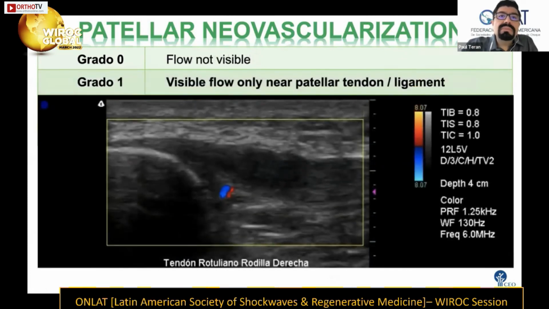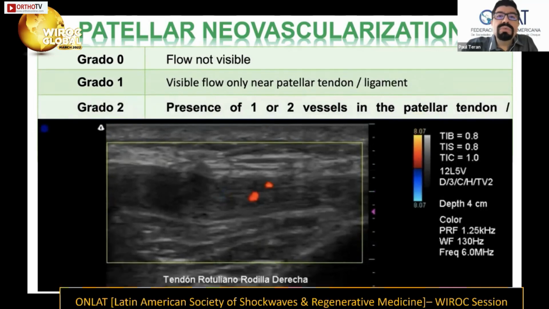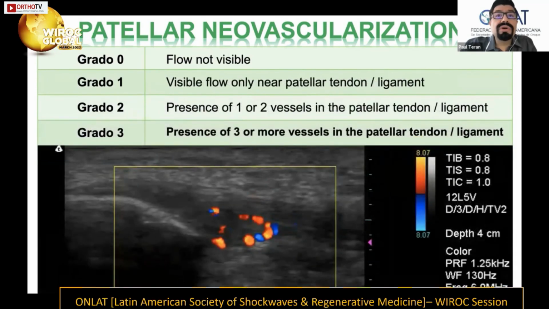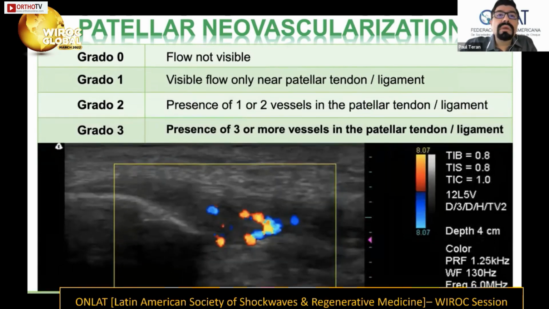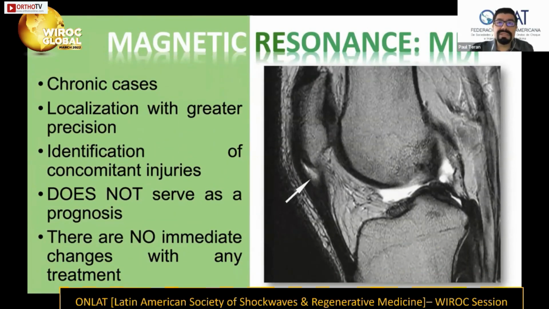In grade 1, vascular flow is visible only near the tendon. Grade 2 is the presence of 1 or 2 vessels in the patellar tendon, and the highest grade is 3, the presence of 3 or more vessels in the patellar tendon, like in this video. But the MRI is used only for chronic cases, localization with greater precision, and identification of concomitant injuries. It does not serve as a prognosis. There are no immediate changes with any treatment.